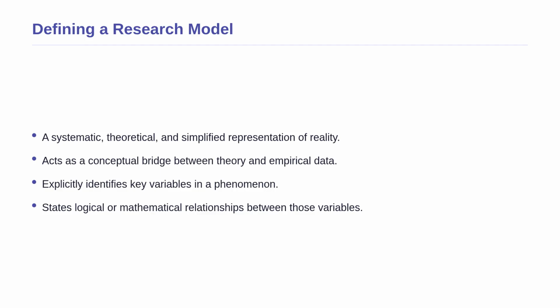Building on that analogy, let us establish a formal definition. In research methodology, a model is defined as a systematic, theoretical, and simplified representation of a complex real-world system. Think of it as a conceptual bridge that connects abstract scientific theories to the observable empirical data you collect in the field. A well-developed model explicitly identifies the key variables involved in a phenomenon and clearly states the logical or mathematical relationships between them. It is the blueprint that guides your entire scientific investigation.